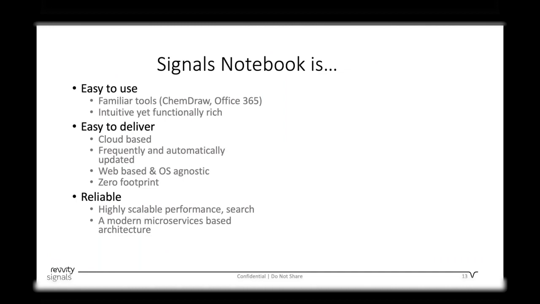6 of the 10 largest pharmaceutical companies have implemented Signals Notebook for their research organizations. Signals Notebook is incredibly easy to use. It's intuitive, but it's functionally rich. It has familiar tools for our scientists to use, such as ChemDraw, Office 365, Snapgene, and so on. Administratively, it's really easy to deliver. It's zero footprint. It's operating system agnostic, and we're providing updates very frequently and silently to the end user community.